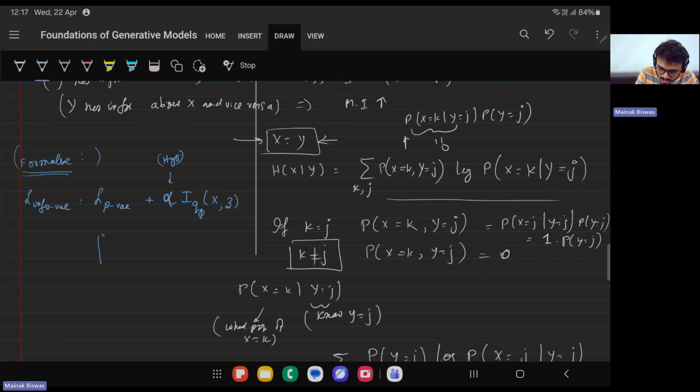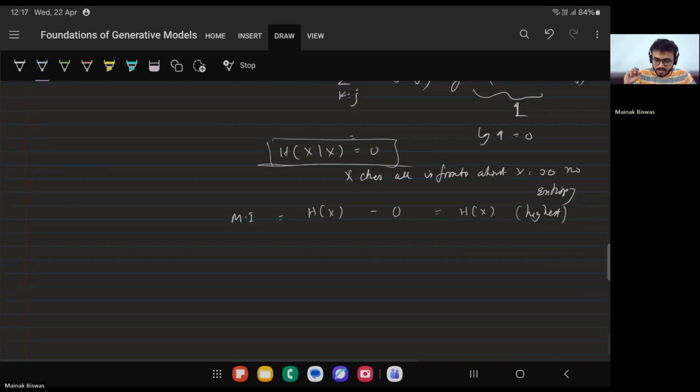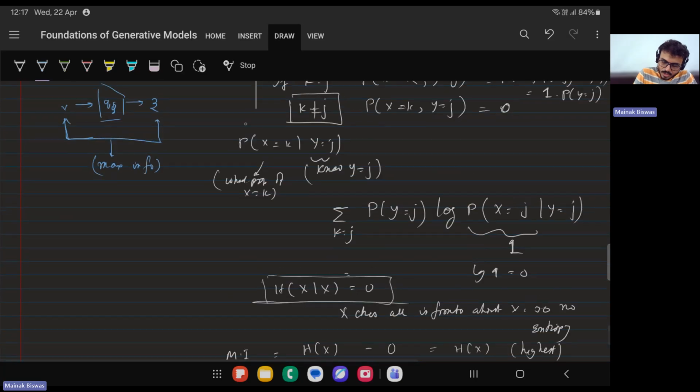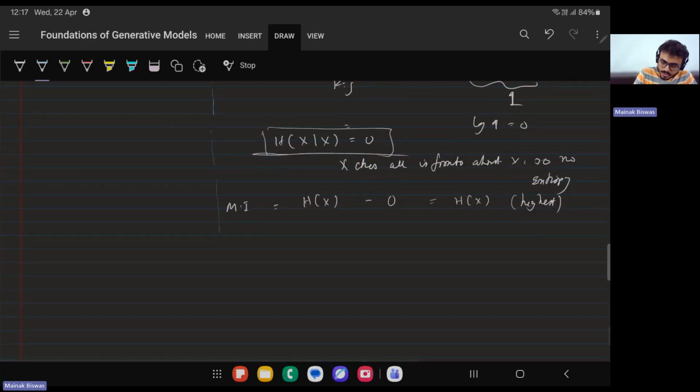We want the encoder to output z's so that x and z have maximum info, right? So let's try and write this down properly. If you're wondering how we will write this down, let us write this down as a single number.